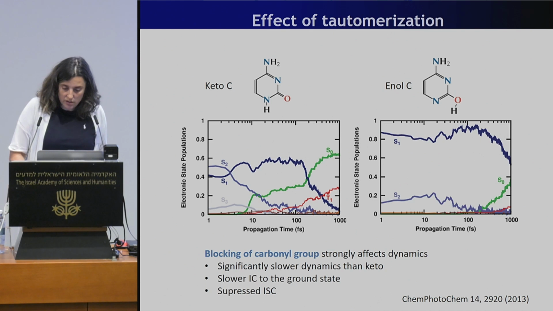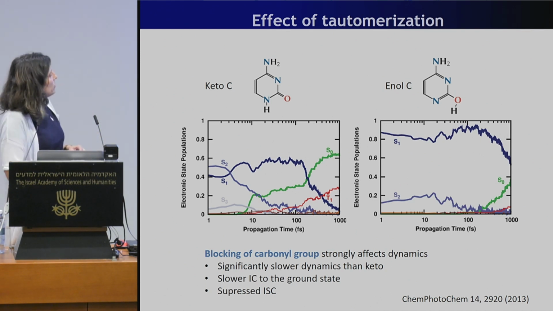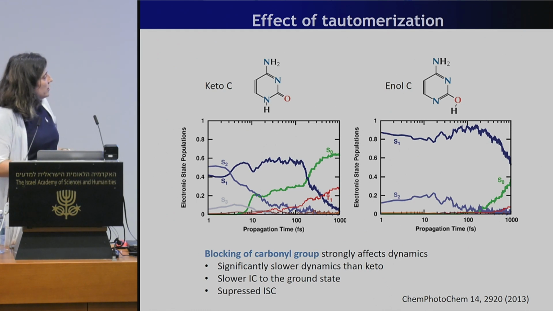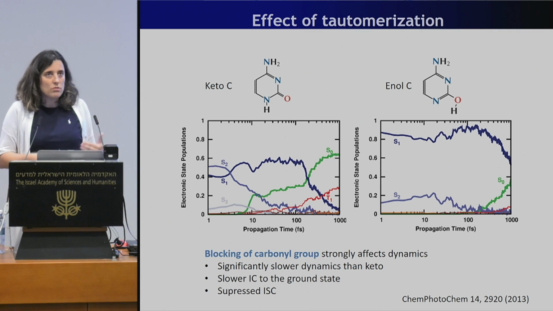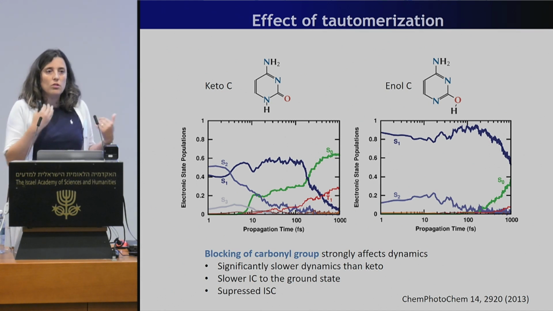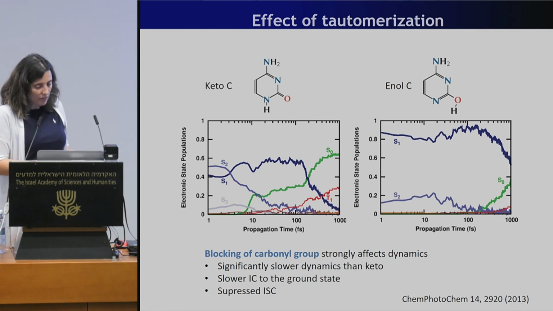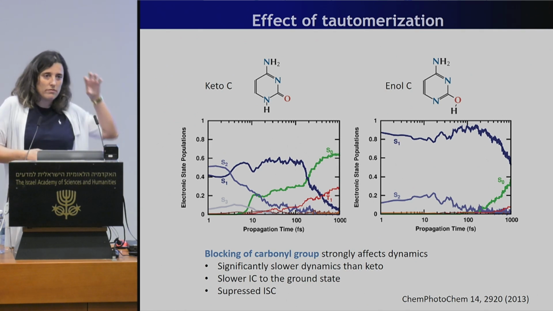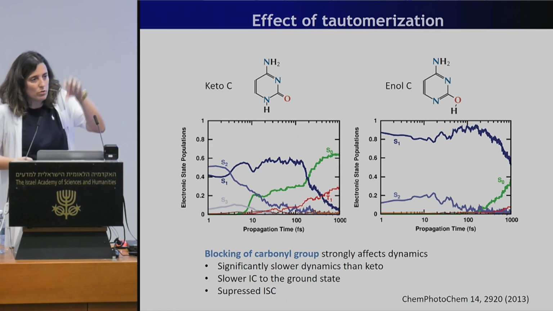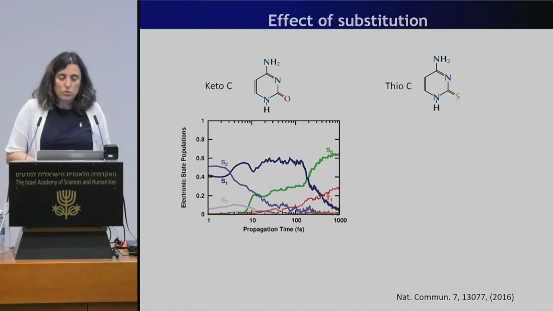So when you do dynamics, you see the dynamics is very different. I mean, these molecules are not so different, one would think, but they are. Here the intersystem crossing is suppressed, and the dynamics is much slower. And in order to understand that, you really have to go back and look into these potential energy surfaces, into these structures, just to see what is happening. Like in this case, blocking of this carbonyl group. This carbonyl group was one of the main ingredients to go into the triplet, and once you block it, you don't have that.